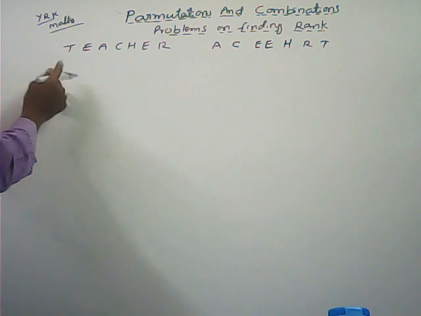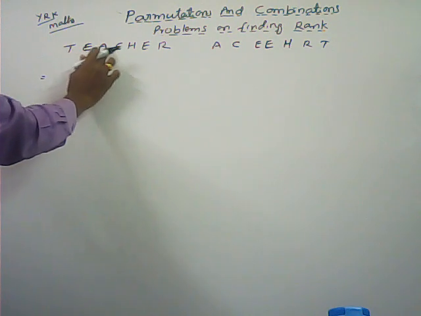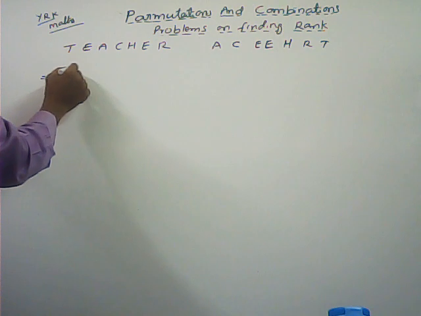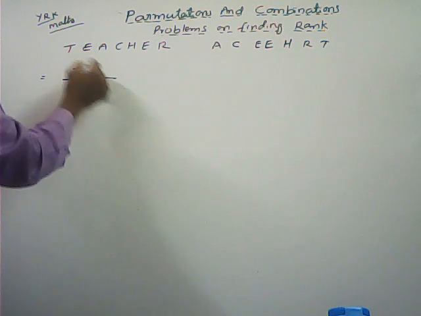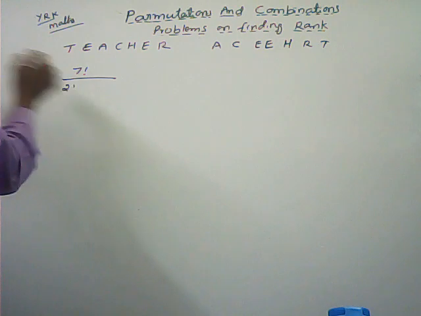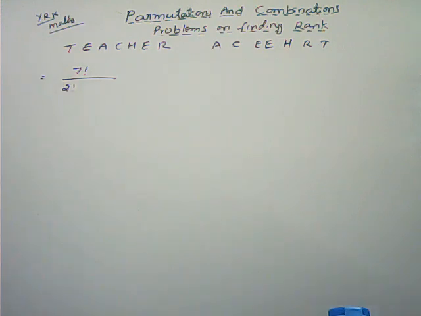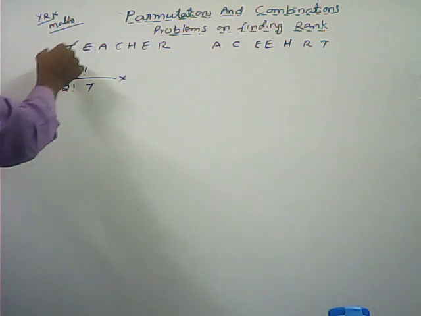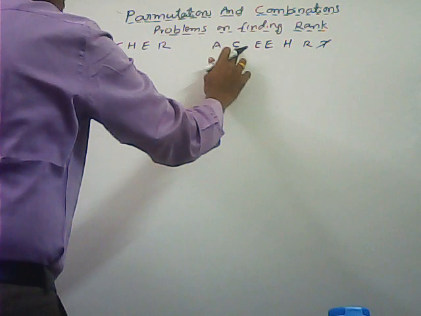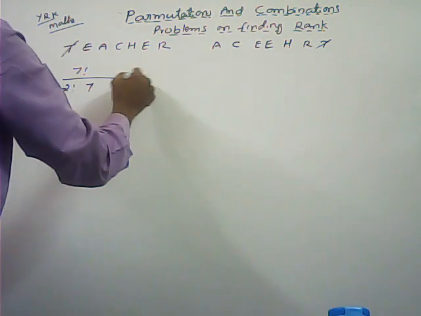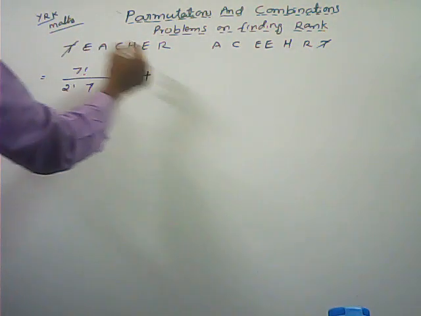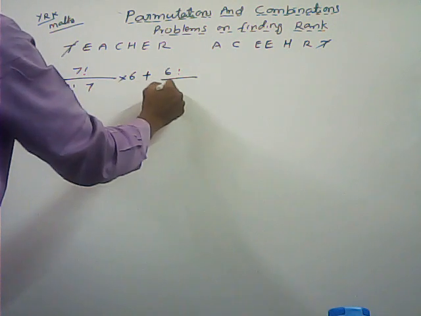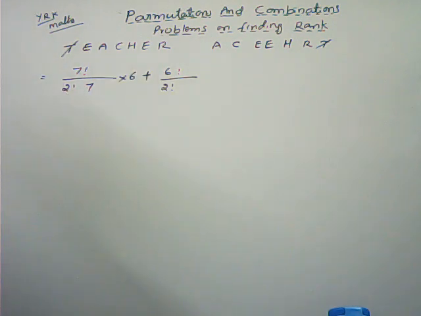Here also the same formula. Number of arrangements: 7 letters can be arranged among themselves in 7 factorial, upon 2 factorial as E is repeated twice. P are alike of one kind, Q are alike of another kind, so the number of arrangements is n factorial by p factorial into q factorial. Now, how many letters are there? 7, into, if I cancel T, how many free letters are there? 1, 2, 3, 4, 5, 6. Plus, now 6 factorial by, here also E is repeated twice, 2 factorial number of arrangements.